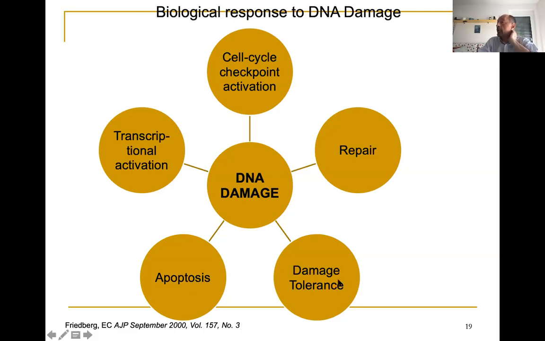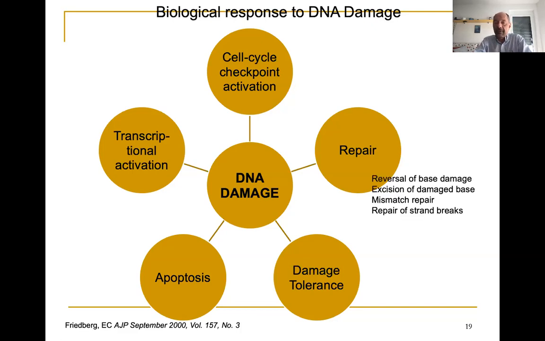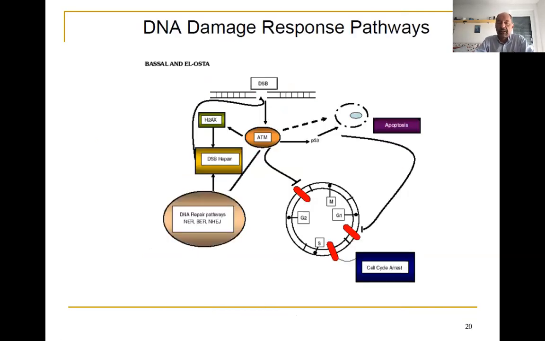There is damage tolerance. Not necessarily everything has to be repaired. I can accept some damage. There is apoptosis, so the damage can be so bad that I want the cell to die. This we will see in the next lecture. And there is transcriptional activation, so to react to the damage, I have to produce specific proteins that I will then use for repair, and then I need transcriptional activation at the DNA level. So these are the examples.